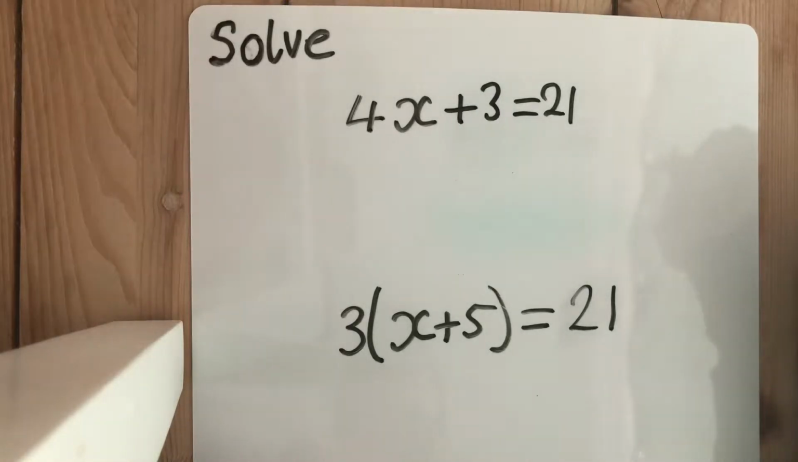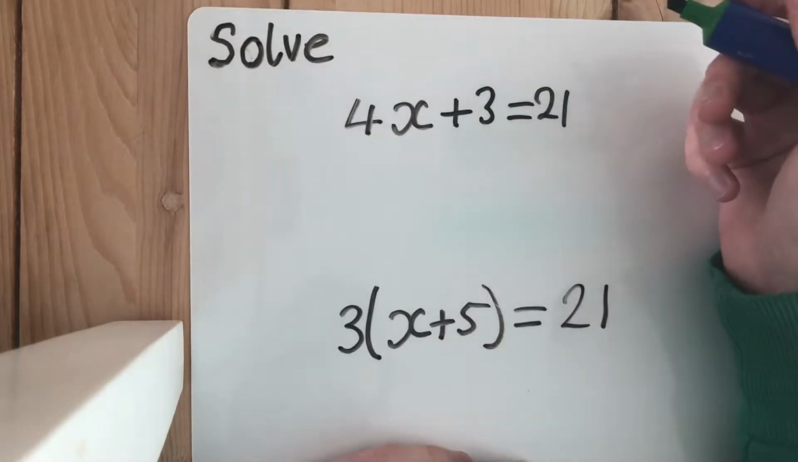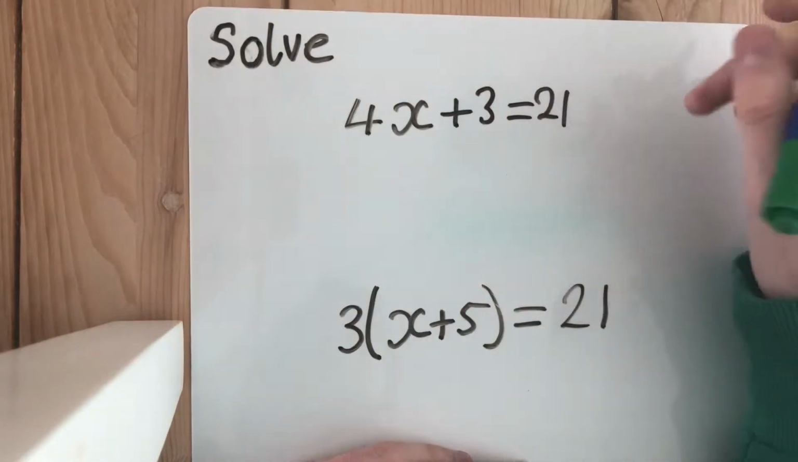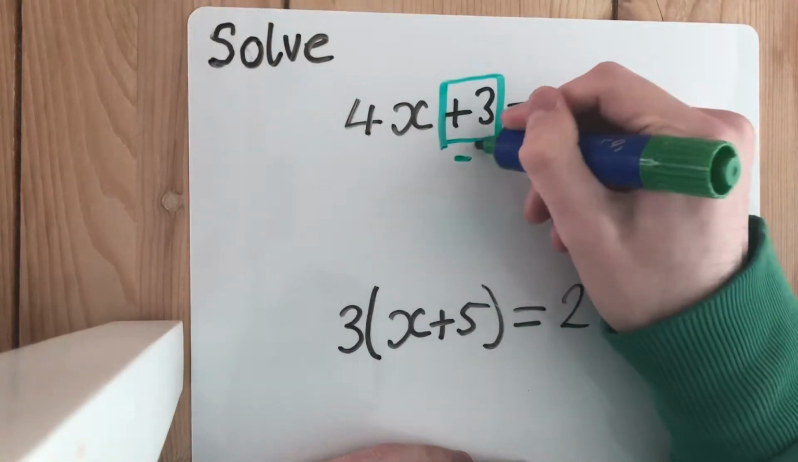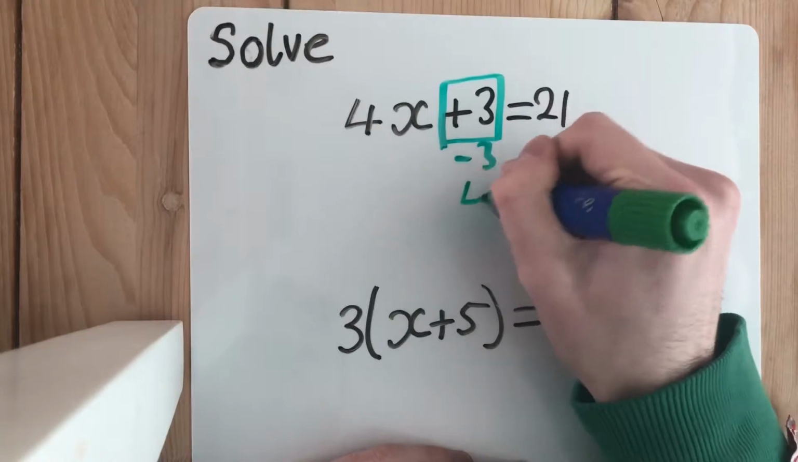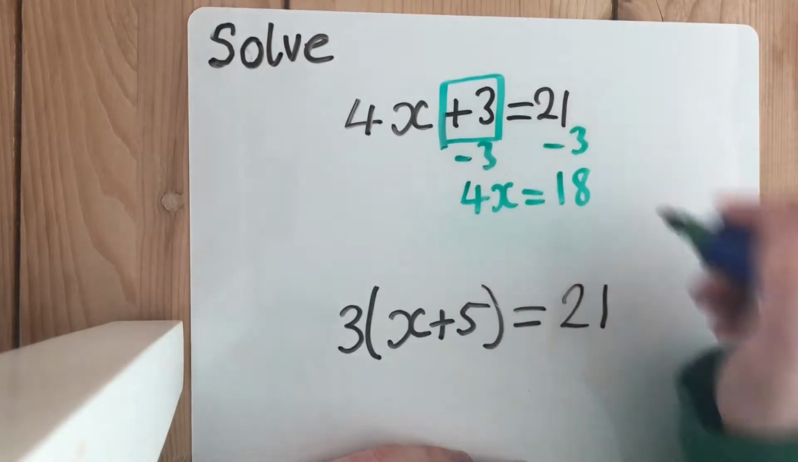When a question asks you to solve, it basically wants to find an unknown value. So in this case, the value of the letter x. In order to solve an equation, you've got to work backwards and make sure whatever you do to one side of the equation, you do to the other. So, opposite of adding 3 is take away 3. I do that to both sides of my equation, which leaves me with 4x equals 18.